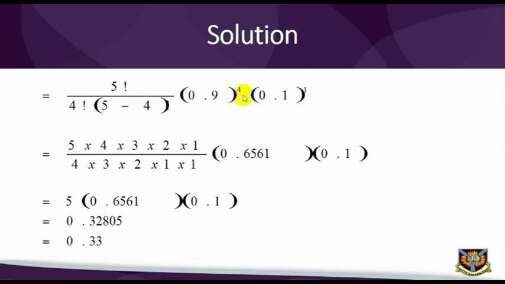(0.9) raised to power 4, (0.1) raised to power 1, is equal to 5 times 4 times 3 times 2 times 1 over 4 times 3 times 2 times 1 times 1, times 0.6561 times 0.1, is equal to 5 into (0.6561)(0.1) is equal to 0.32805, which is approximately 0.33.